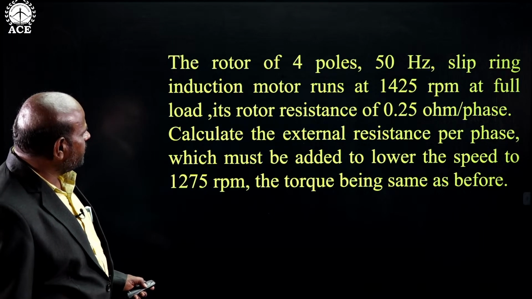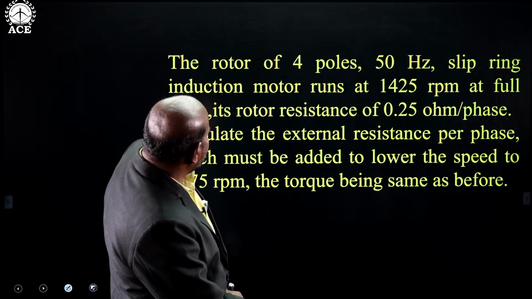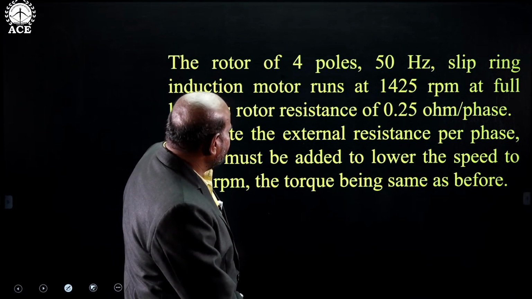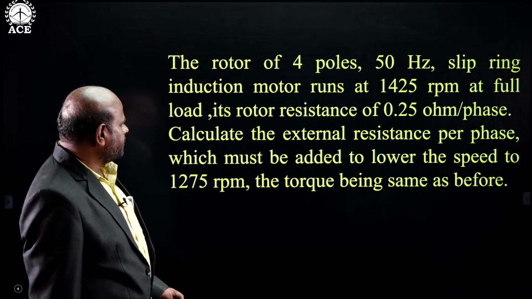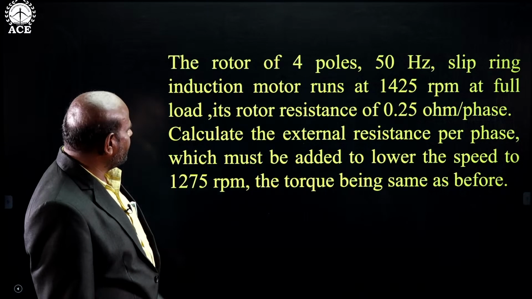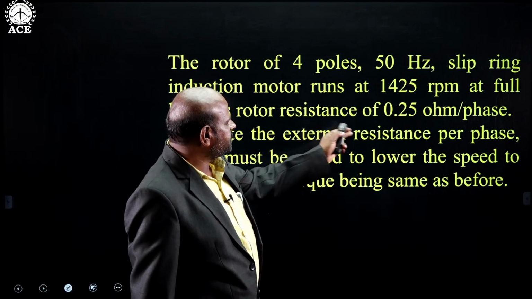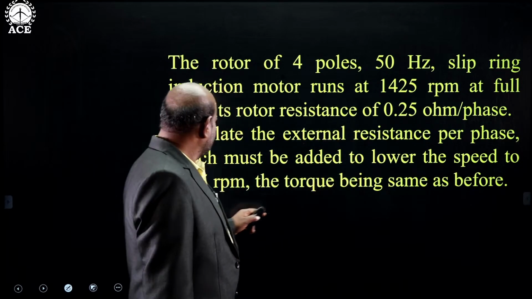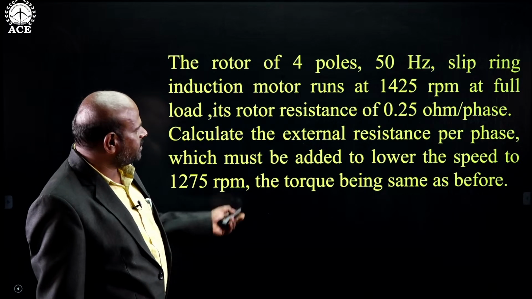This is the problem based upon what must be the rotor resistance to be added to get the speed adjusted to a lower value. Already it is running with a certain speed, and what must be the resistance to be added to get the reduced speed. This is the example for the speed control method.